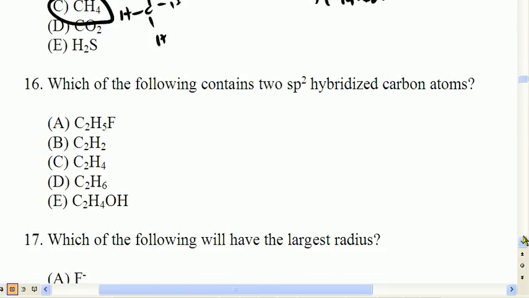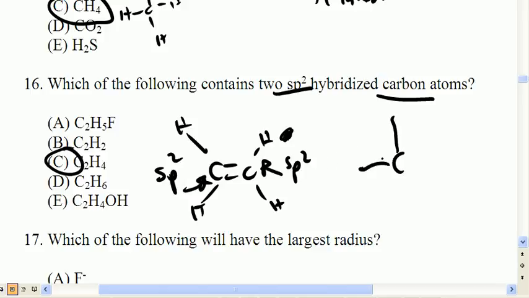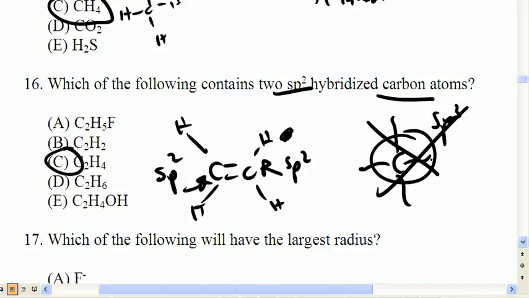Which of the following contains 2 sp2 hybridized atoms? That's going to be 3 things around it. After you do out the Lewis structures for all of these, you're going to see that in C, it's going to look like this. There is the sp2, and there is your sp2. In the rest of them, there's at least one carbon that has 4 things around it, giving it sp3, and that's not what they're looking for.